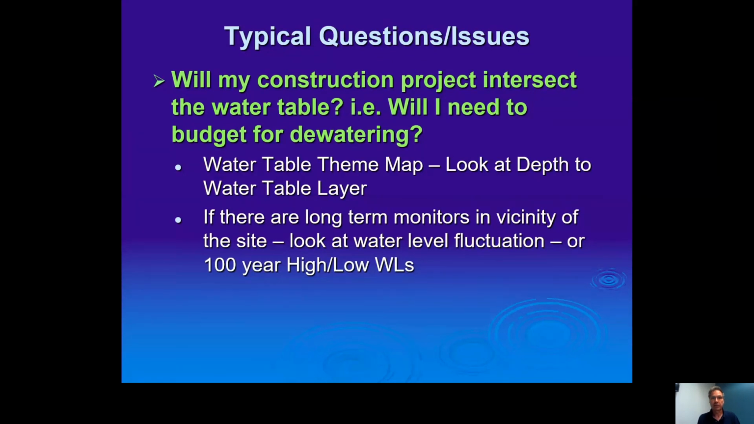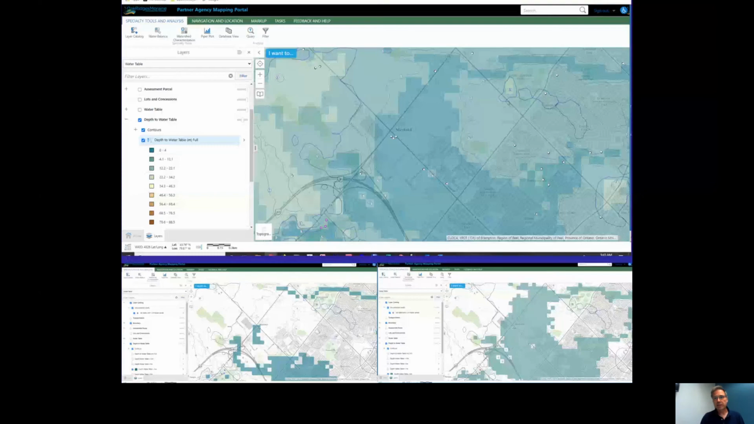The first thing that we can turn to is the water table map. We looked at that the first week. And then you could also look at some long-term monitors in the vicinity of the site, if there's any available. We do have quite a few, but there are many white areas on the map. But you could look at the water level fluctuations, or you could look at the 100-year high-low water levels that Mason has put together in his application that he showed last week. So just turning to answering those questions.